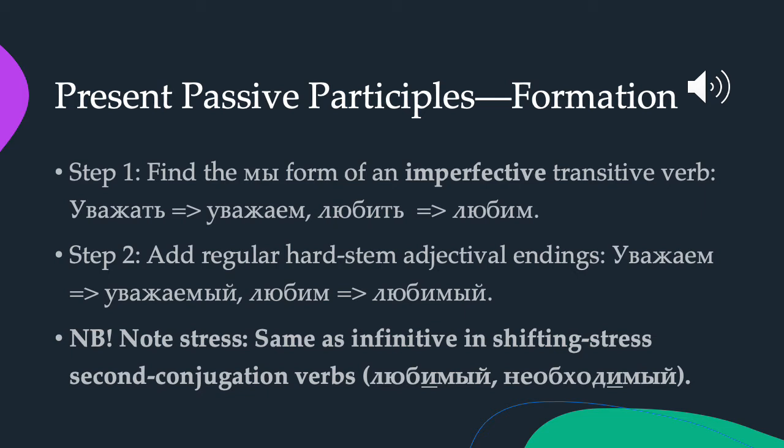And note the stress. It is the same as the infinitive in shifting stress second conjugation verbs. Just like with active participles, with passive participles, the stress is going to shift back to wherever it is in the infinitive in these second conjugation shifting stressed verbs. For example, любить becomes любимый, and обходить becomes необходимый.